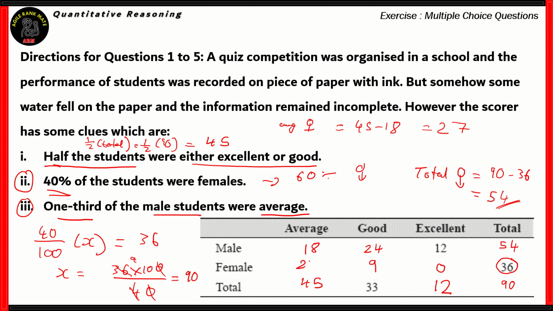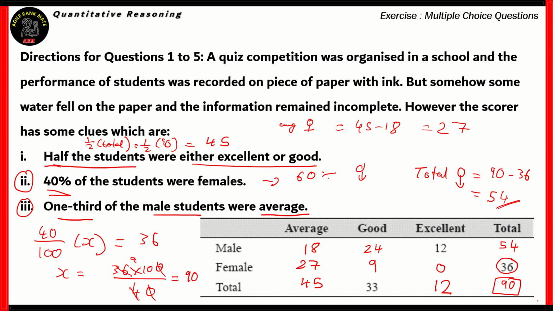that is 27. So now average males are 18, average females are 27, good males are 24, good females are 9, excellent males are 12, excellent females are 0. Total males are 54, total females are 36, total average is 45, total good is 33, total excellent is 12, and the grand total is 90 students.